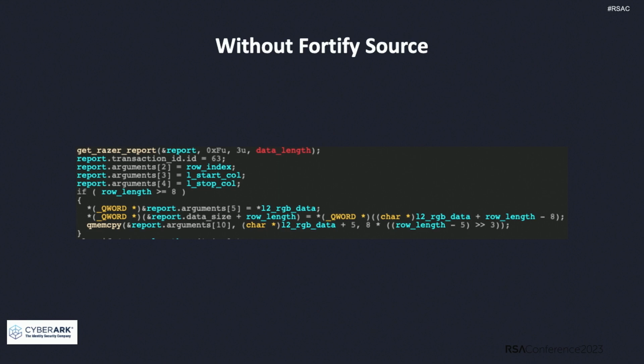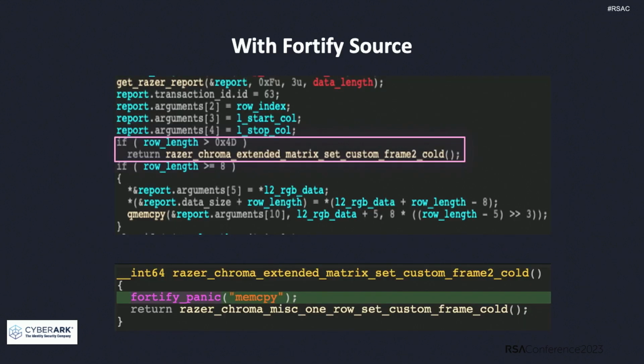But if we look at the function with Fortify Source enabled, we can indeed see that there's a newly added check inserted into our binary that checks exactly the row length variable. So here it checks if our passed row length is bigger than 0x4d, which is exactly how many bytes we have left to copy in our buffer. And if we exceed it, we will call fortify panic, which just crashes our driver safely.